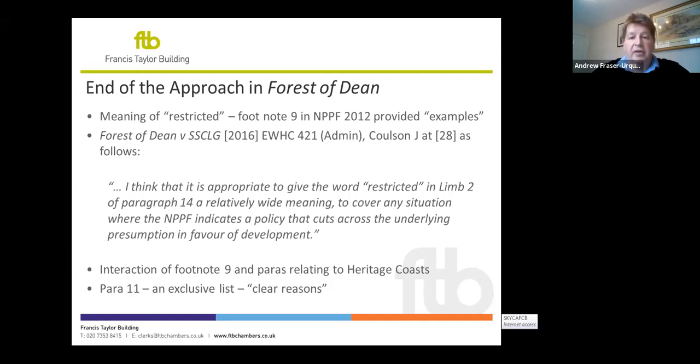Secondly, the suggestion that a wide meaning can be given has again been rather torpedoed by the requirement now that clear reasons must exist for a refusal of permission to be justified using these categories which are exclusively listed.